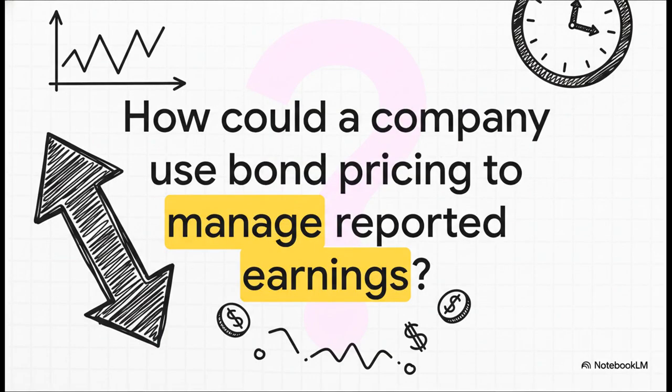So we've gone through how all the rules work. But that brings up a really interesting final thought. We know a premium lowers the reported interest expense and a discount raises it. So how could a savvy company maybe time its bond issues to help manage its reported earnings for a particular year? It's just something to think about.